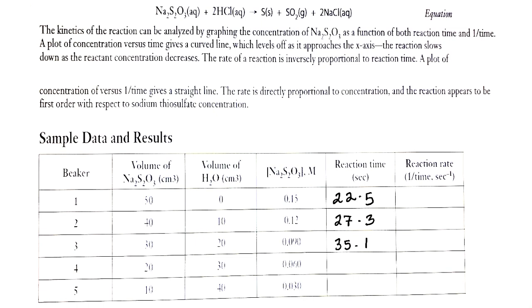Then the fourth conical flask, when we added 20 cm³ of sodium thiosulfate and 30 cm³ of distilled water to make it 50 cm³, and then added 25 cm³ of hydrochloric acid, we got a reaction time of about 60 seconds, when the sulfur precipitate formed, it became cloudy, and we could no longer see the cross mark underneath the conical flask.